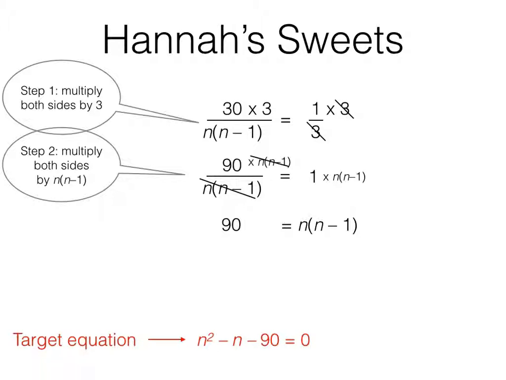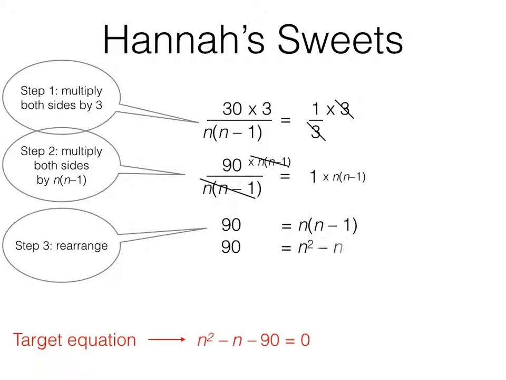And now my equation is starting to look a bit more like the target equation. For step 3, I'll do a bit of rearrangement. First, I'll multiply out the brackets. So the right-hand side of the equation becomes n squared minus n. I can subtract 90 from both sides to get this. 0 equals n squared minus n minus 90. And finally, I'll just swap the two sides over to get the target equation. And that's it.